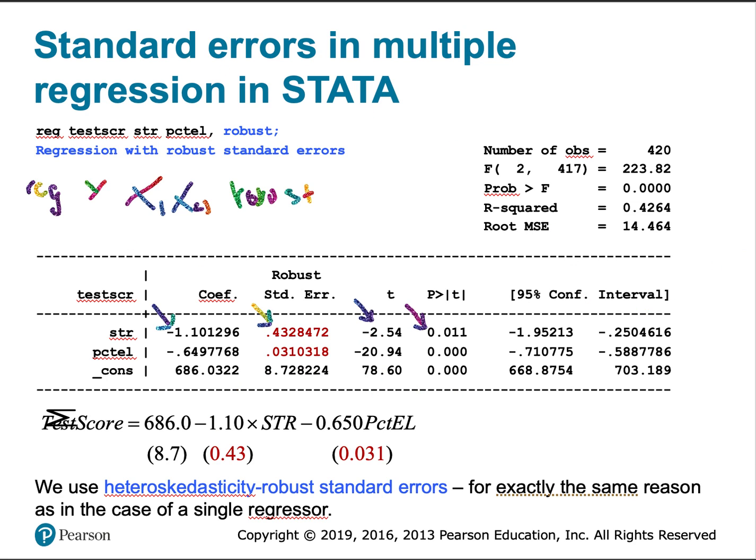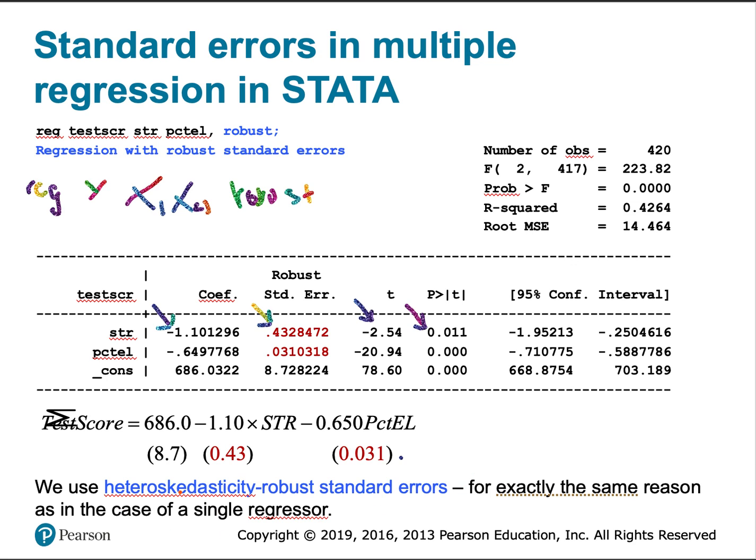Percent of students learning English: negative 0.649777. We have rounded that to 0.65, with the standard error of 0.031. We've plugged that in down here. And that p-value is even smaller.